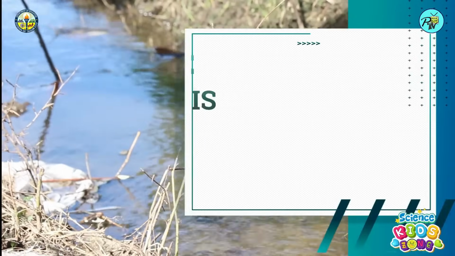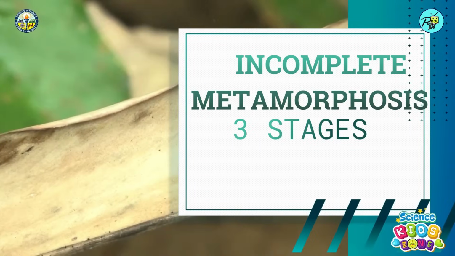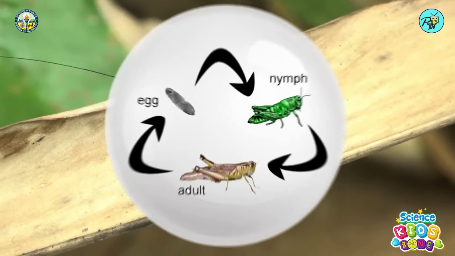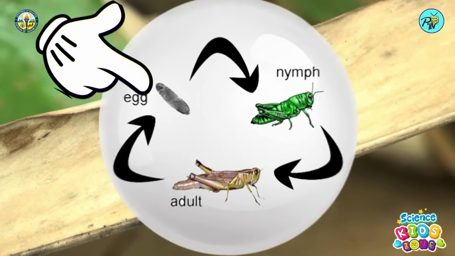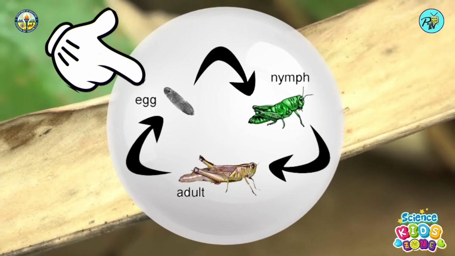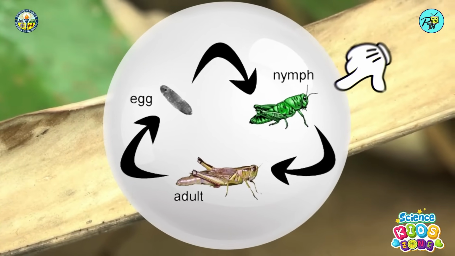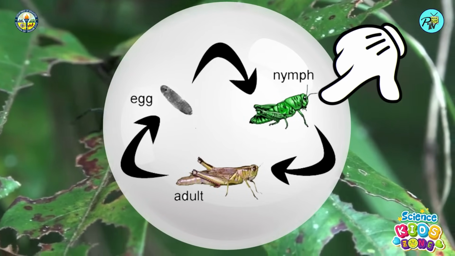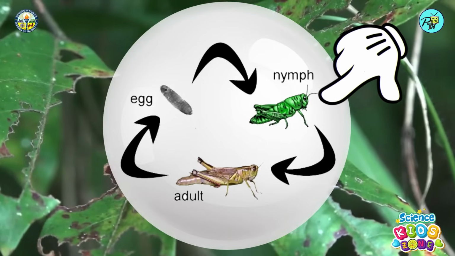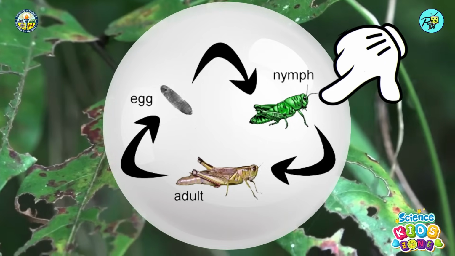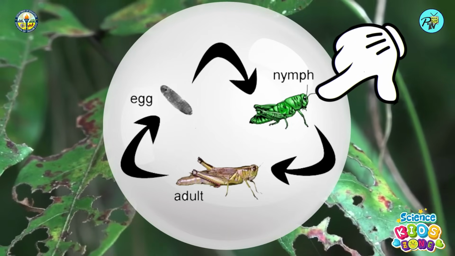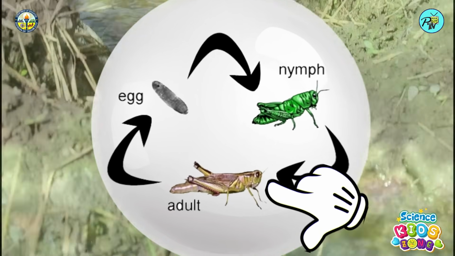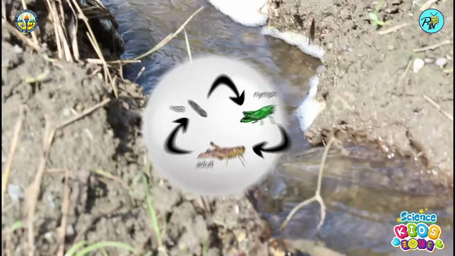Now let's study the incomplete metamorphosis that has 3 stages. Let's look at the life cycle of a grasshopper. First stage, a grasshopper lays eggs in the soil. Second, nymph. Nymphs hatch from the eggs. A nymph looks like an adult grasshopper, but it doesn't have wings. As it grows, a nymph sheds its outer body covering several times. The last shedding produces an adult grasshopper.